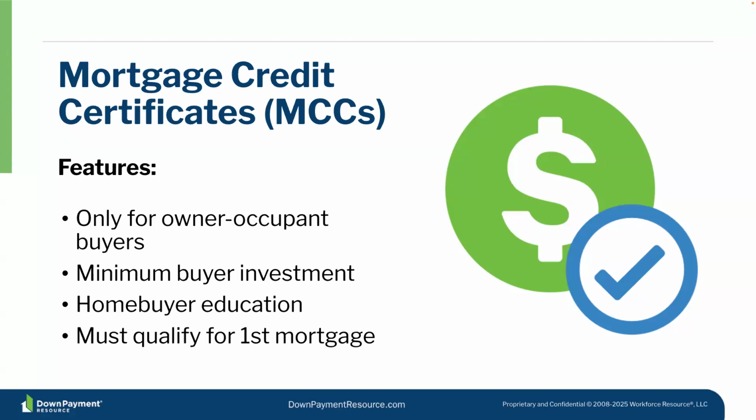This offers a federal income tax credit of up to $2,000 per year. Eligible buyers must get an MCC prior to closing and then get to use it every year for the life of their mortgage. The tax credit helps offset part of the mortgage interest costs, and the borrower still gets to deduct the rest of the mortgage interest paid each year.